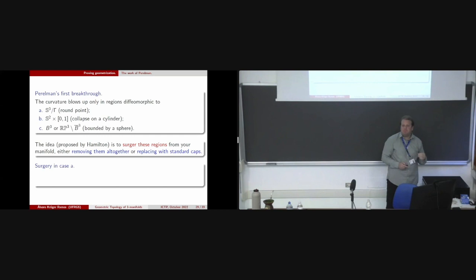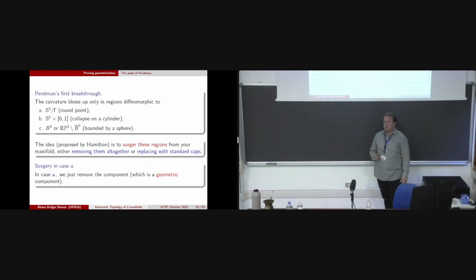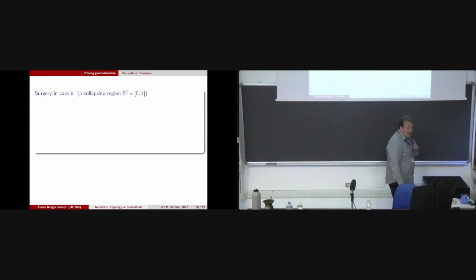Surgery in case A is just remove the component. And that's okay because we know that if a singularity of type A happens, you are geometric. That part is geometric. So we are proving geometrization. So, okay. Surgery in case B.